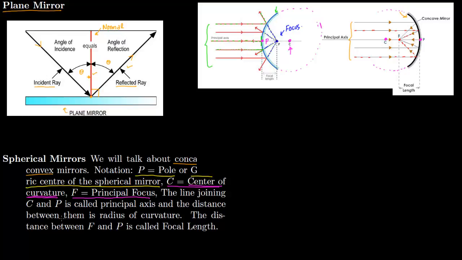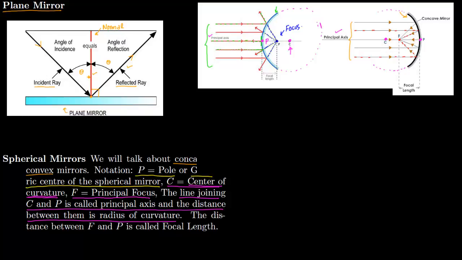Now the line joining C and P is called the principal axis, and the distance between them is the radius of curvature. So we have drawn this big line between C and P, this is called the principal axis here. Again, the line joining C and P is the principal axis, and the distance between C and P is called the radius of curvature.